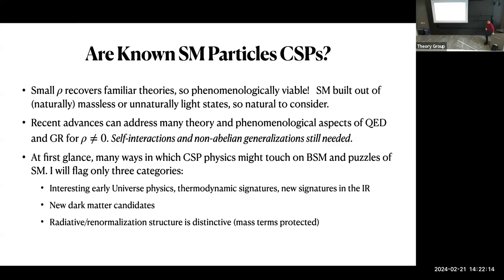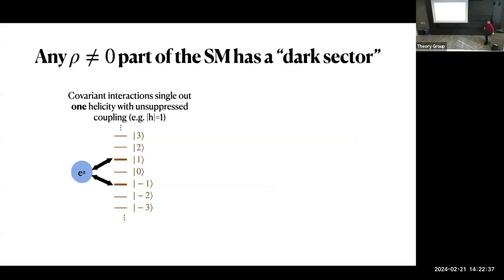Any of these theories are naturally going to come with dark matter candidates, dark radiation and dark matter candidates. And then I don't know if I'm going to have time to get to this, but there's this really cute sort of difference in the way that the radiative structure of these theories work that's quite distinctive. I don't know if this is going to directly connect to the hierarchy problem, but I'll let you decide.